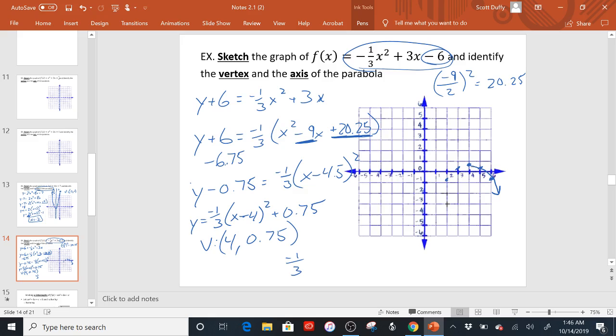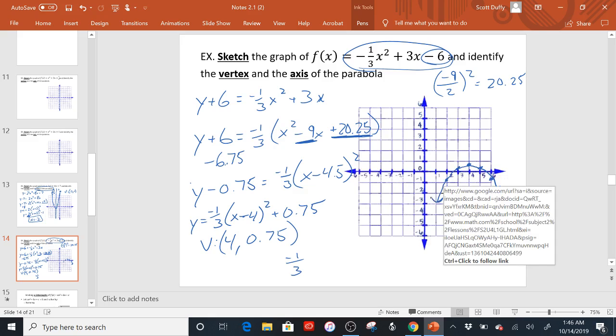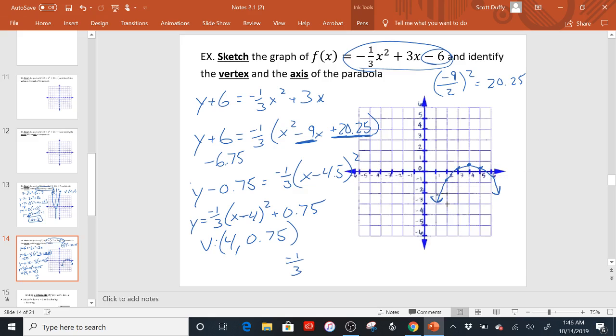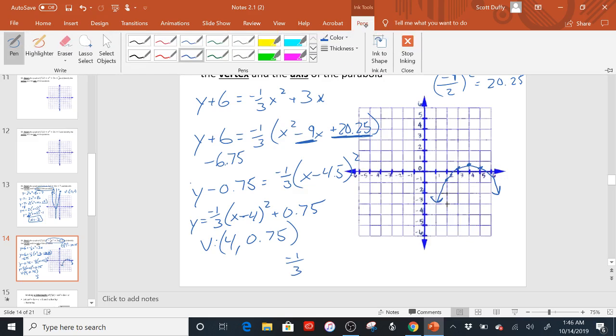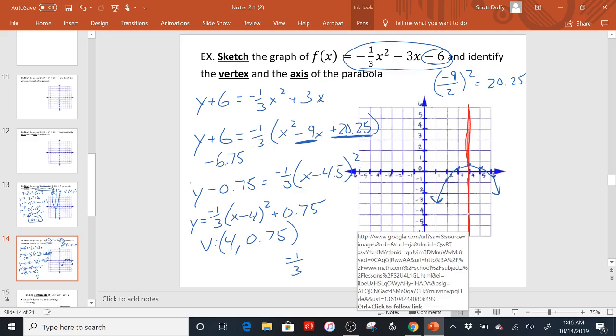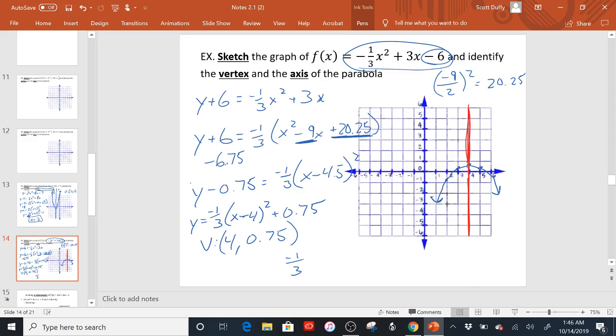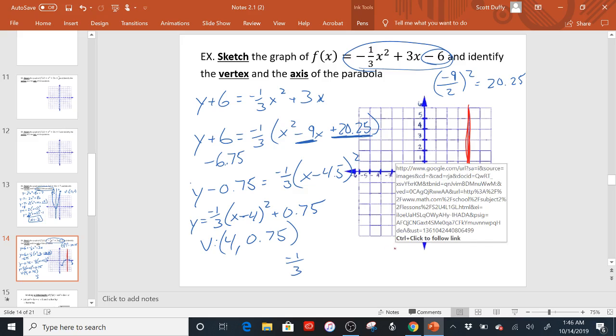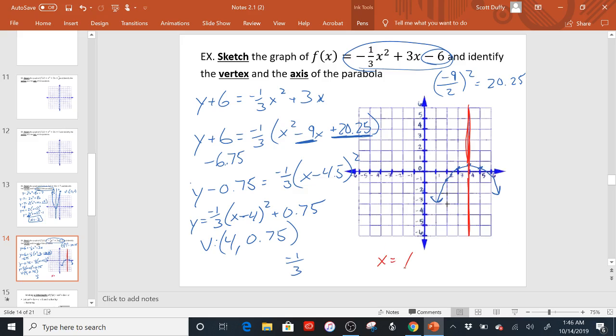If you need to, plug in values. That's totally fine. And then the axis of symmetry, vertical line going right through the center. The x value of the vertex is 4.5, so it's going to be x equals 4.5.